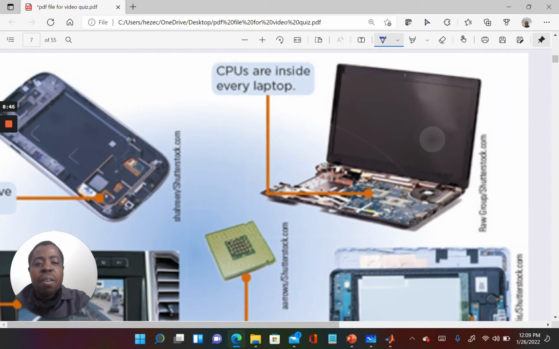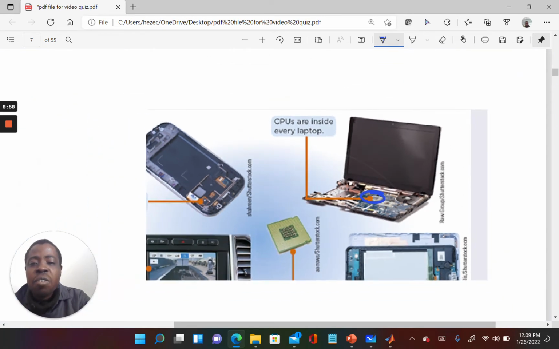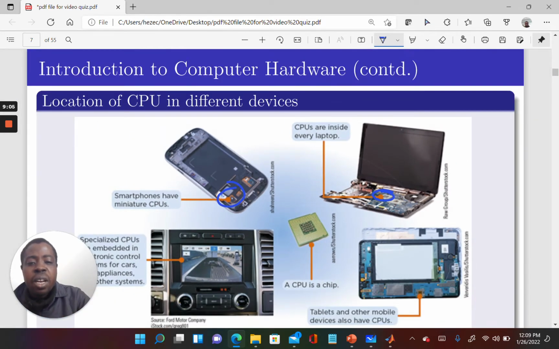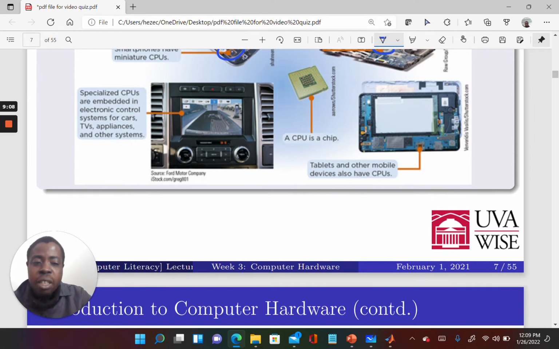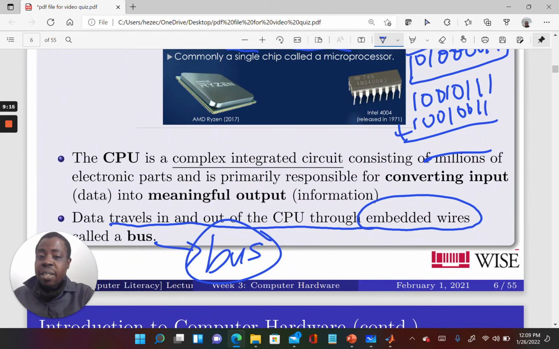Look at the CPU inside, now look at a laptop. If you open the laptop, the CPU is located around here, like the middle. You have CPUs inside every laptop, you have a CPU on phones, on smartphones. Everything has got a CPU, right? Smart machines have a CPU. And once again, a CPU is a complex integrated circuit consisting of millions of electronic parts. All those electronic parts, the CPU and every other one, you put them on the motherboard. Then you cover them with what? The system unit, the casing.